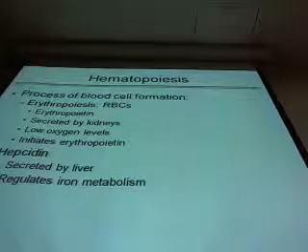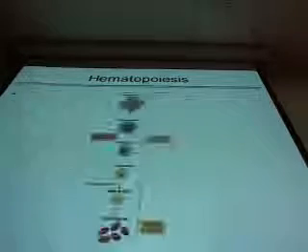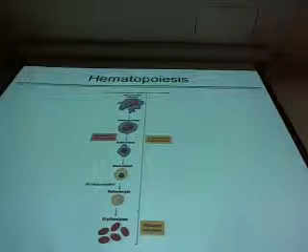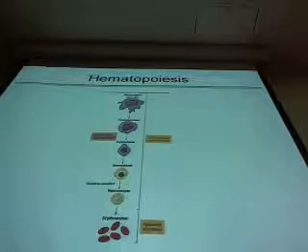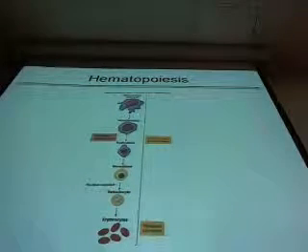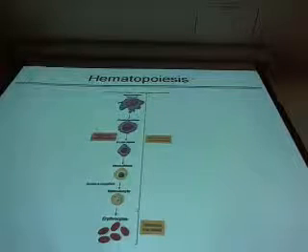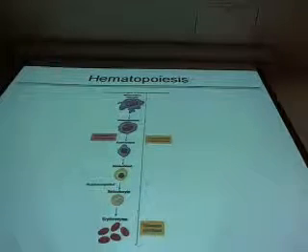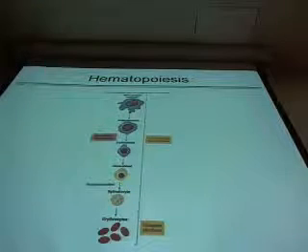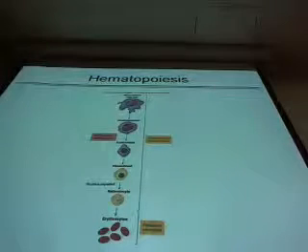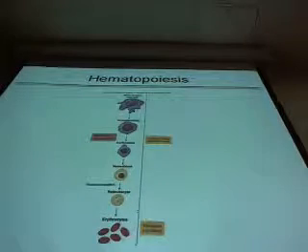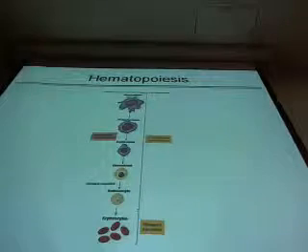Hepcidin is secreted by the liver. It helps regulate the iron metabolism. That's about as much as we're going to get into hepcidin. So here's the cascade. Now this is for red blood cells. You have a stem cell. You have a hemocytoblast. If you see those in the peripheral blood, you've got one really sick cookie. To a proerythroblast, occasionally you'll see that in the blood. To an erythroblast, these are in the bone marrow.